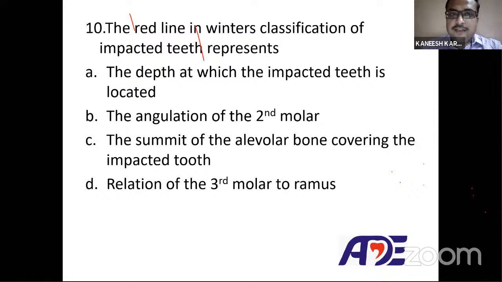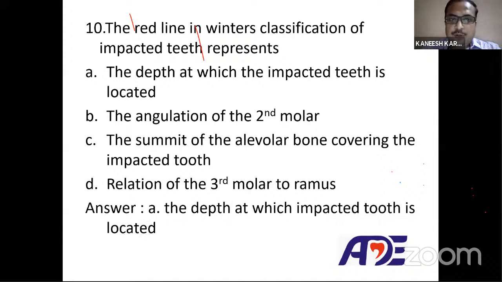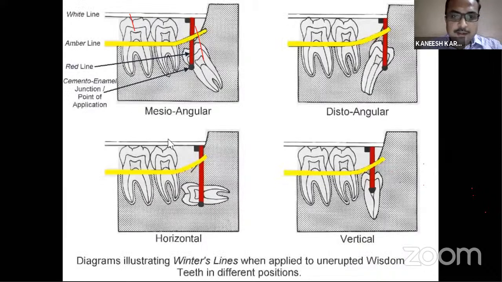So the red line in Winter's classification of impacted teeth represents the depth at which the impacted tooth is located. Here the white line is the occlusal level, the amber line is the alveolar bone height, and the red line is the indicator of the depth at which the third molar is situated.